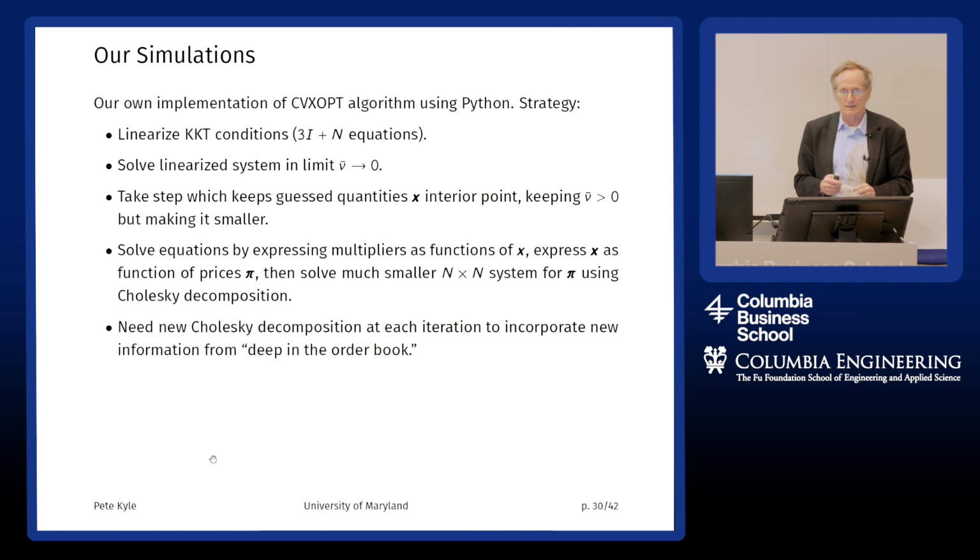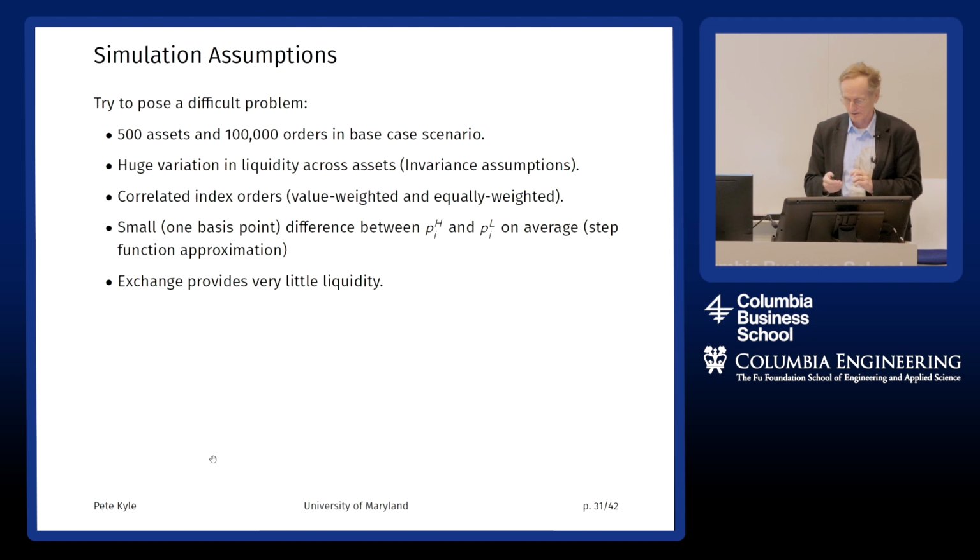So we made it, it's kind of pathological in the sense that we made a lot of the orders very steep, in the sense that pH is close to PL. That means these downward sloping demand schedules are mimicking step functions, almost like mimicking a linear program with a quadratic program. That was designed to stress the algorithm and make it harder to solve. So we use our base case scenario, 500 assets and 100,000 orders.